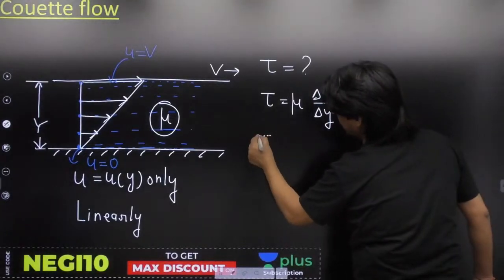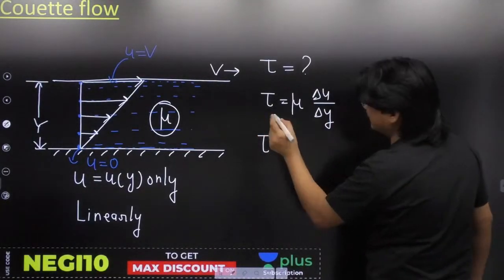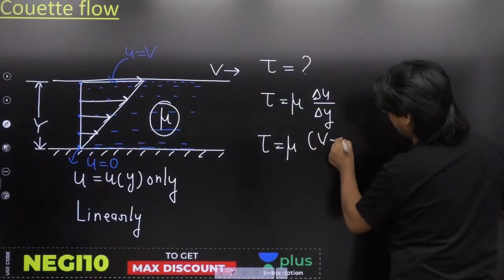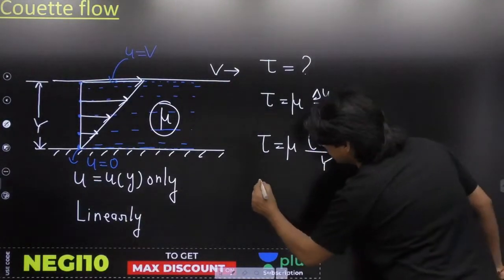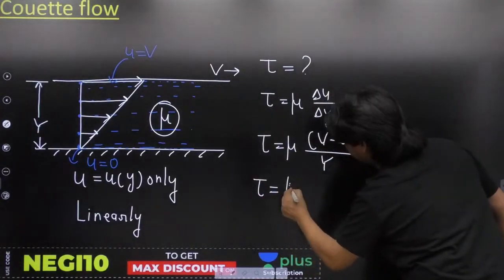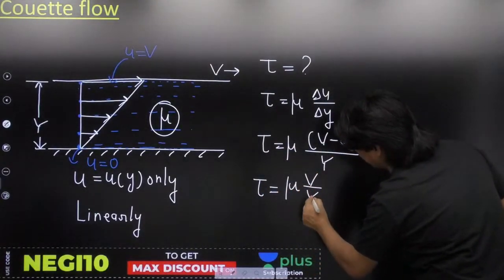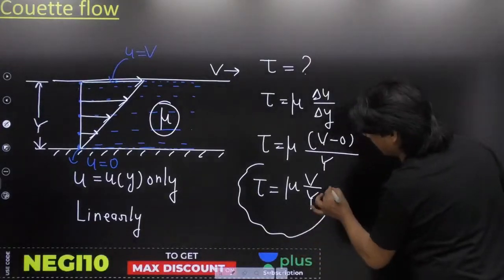Now tau is equal to what? Mu delta small u will be how much? Capital V minus 0. Delta y means capital Y. So shear stress will be equal to mu capital V divided by capital Y. This is the formula of shear stress.